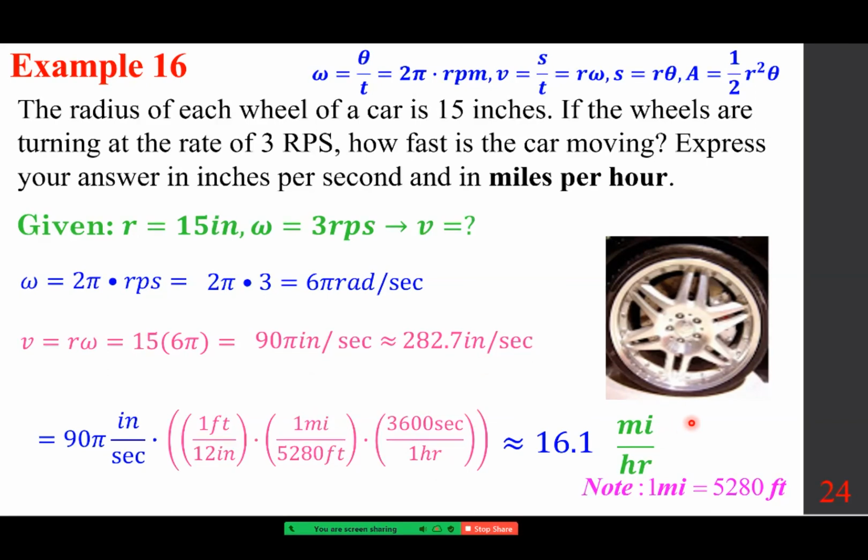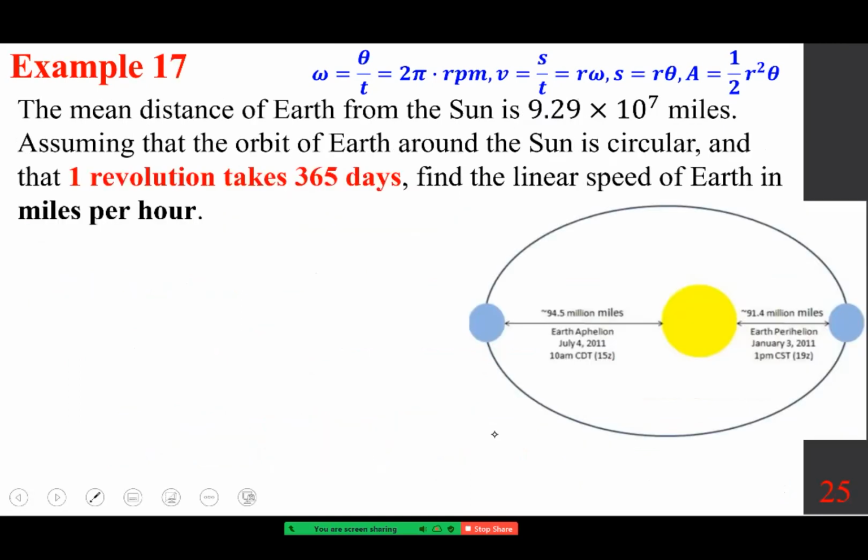I want to look at the last question, and the rest of them you can do on your own. This conversion, I'm assuming everybody can see how it's done. It was elementary algebra. The mean distance of Earth from the Sun is 9.29 times 10 to the power of 7 miles. Assuming that the orbit of Earth around the Sun is circular and that one revolution takes 365 days, find the linear speed of Earth in miles per hour.